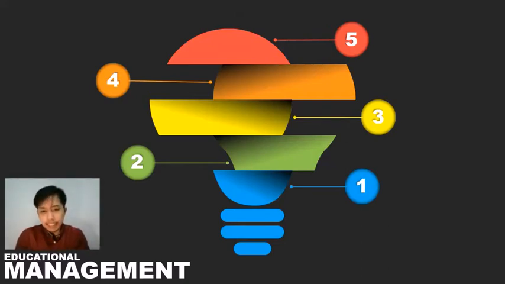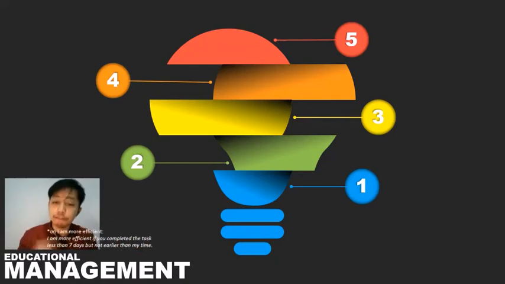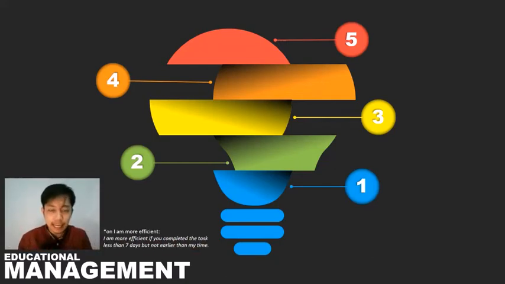Another example is there's a task that needs to be completed in a week. I completed the task in 5 days and you completed the task in 7 days. We can say that we are both effective because we completed the task. We achieved the goal, but I can say that I am efficient because I just completed the task faster or in lesser time and probably with lesser resources. Now, it will become that I am more efficient if you completed the task in less than a week or 7 days.